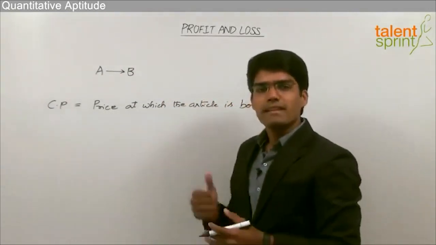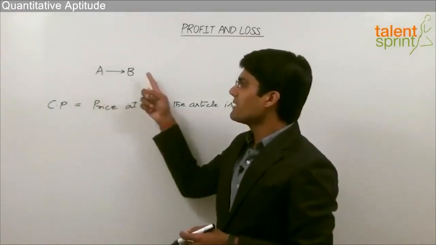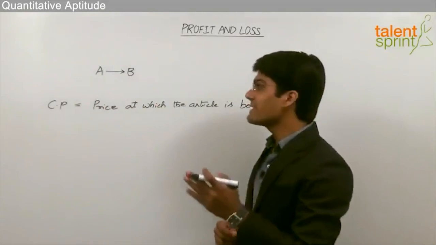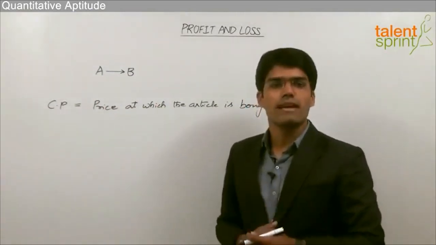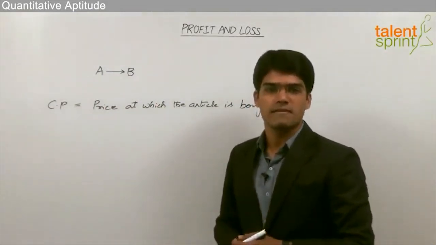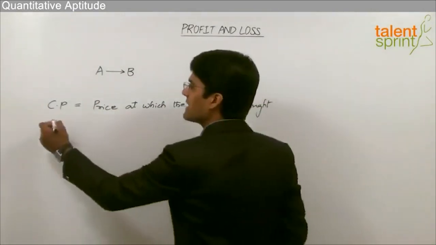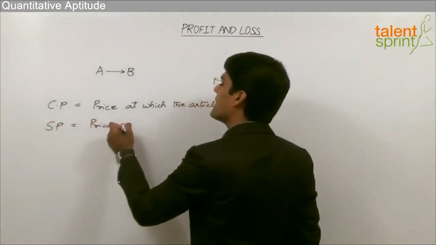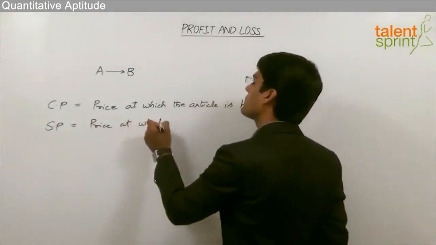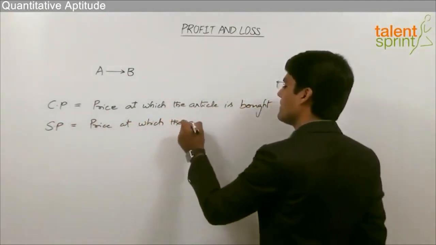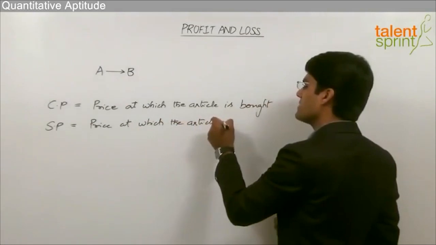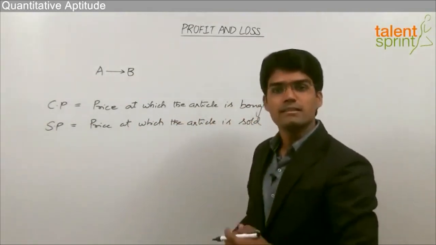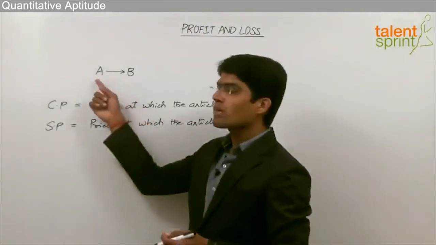Now, after buying the article, A sells the same article to the other person B at some value. The price at which A sells the article to B is called the sale price or the selling price of the article, and that is generally taken as SP. So selling price is nothing but the price at which the article is sold. So cost price is the price at which the article is bought and selling price is the price at which the article is sold.